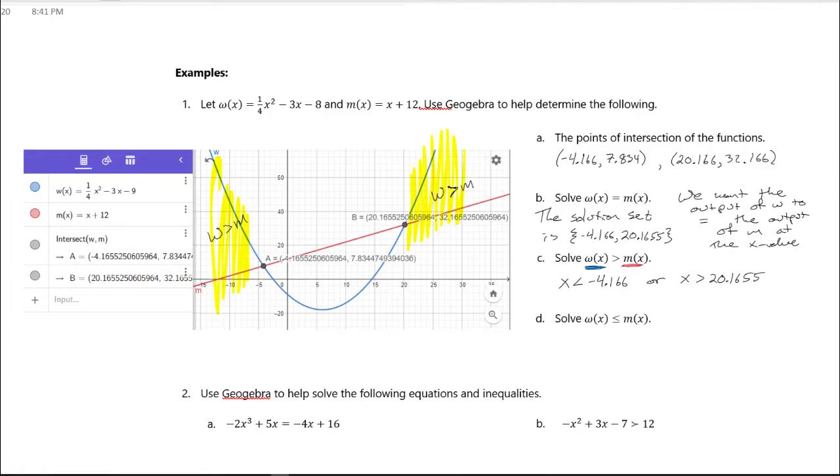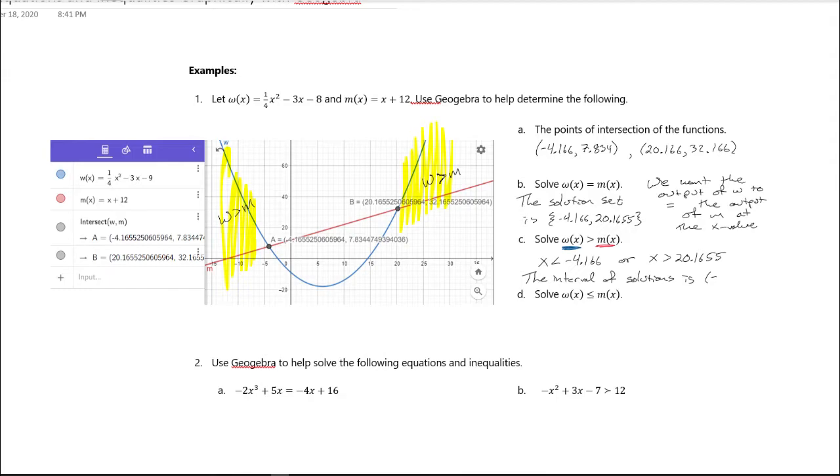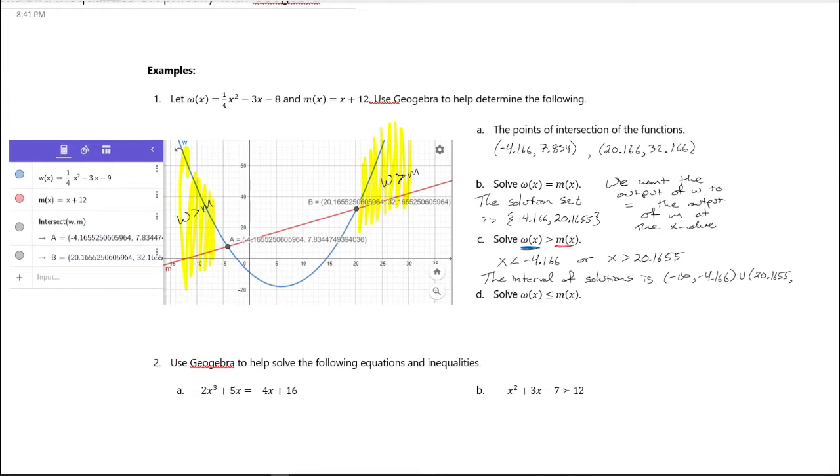So I'll then state the interval of solutions is negative infinity up to negative 4.166, unioned with 20.1655 all the way up to infinity.